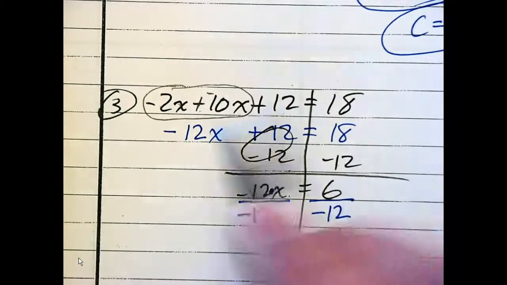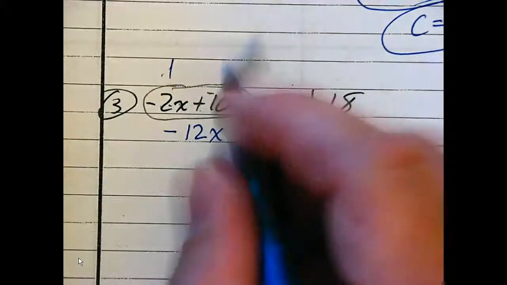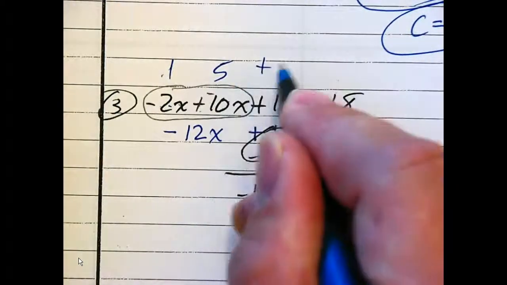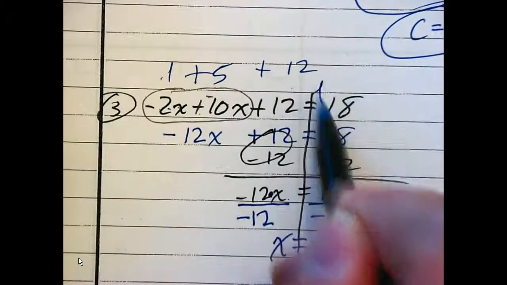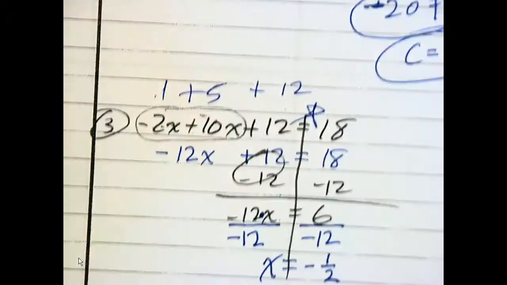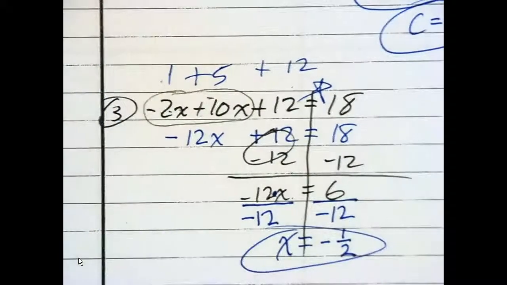Okay, you should always check it though. If I put negative 1/2 in here, that gives me positive 1. Negative 1/2 of negative 10 is a positive 5. And plus 12, okay, that gives me 18. It works. All right, always circle your answer. Questions?